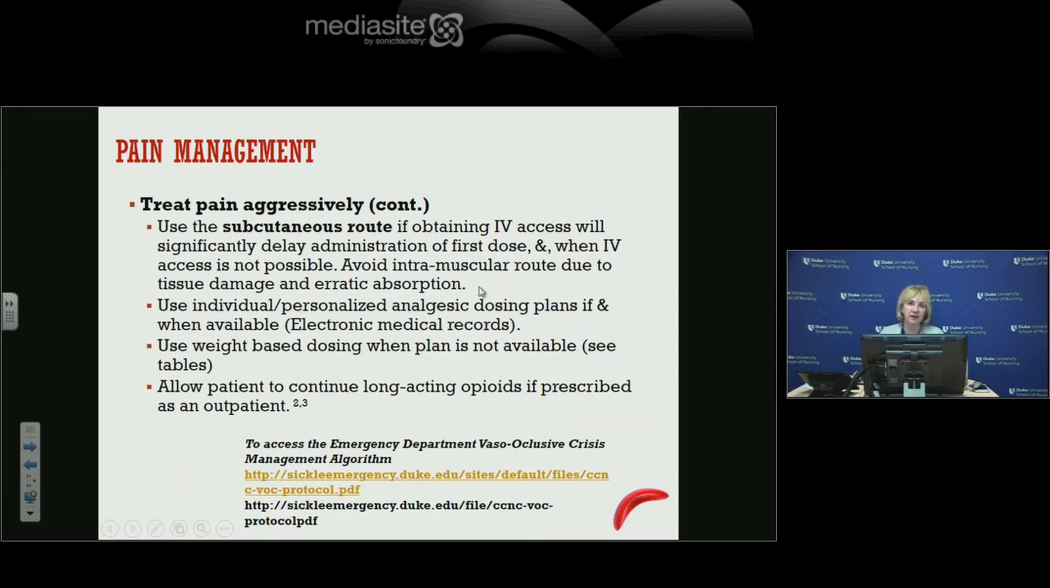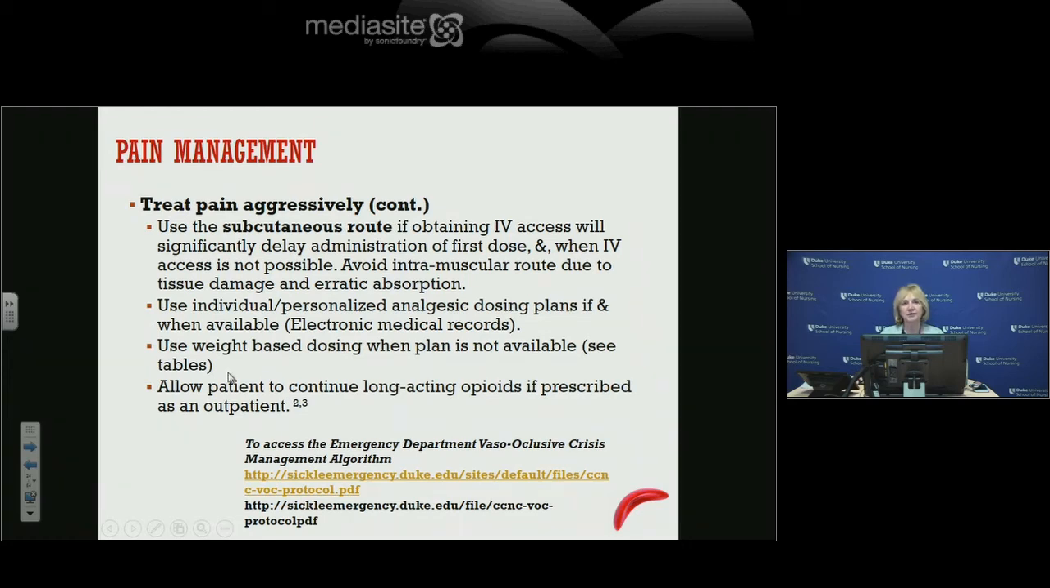We are used to giving IM, and we really shouldn't be doing that in particular in these patients because of the tissue damage and the erratic absorption. Over the course of the years, they've had many injections and has created a lot of tissue damage, and that results in really unpredictable absorption. So sub-Q is much better. It's a much safer route.